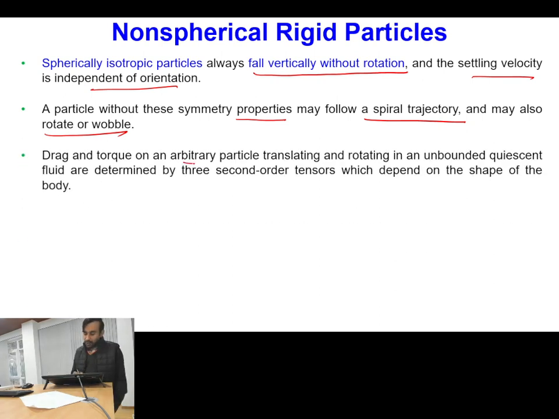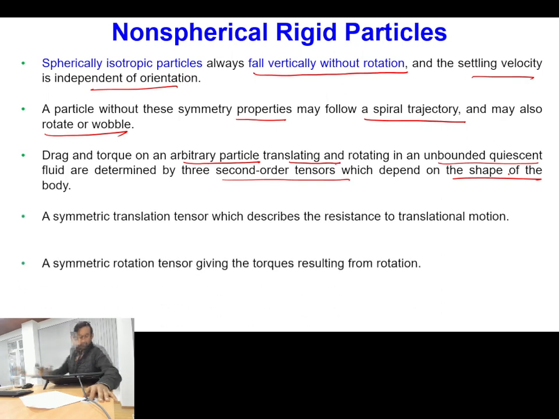Drag and torque on an arbitrary particle. If your particle is of arbitrary shape, not following all these rules of symmetry, then you cannot always ensure pure translation of the particle. Along with the translation, there can be rotation of the particle. So drag and torque on arbitrary particles which are translating and rotating in an unbounded stagnant fluid are determined by three second order tensors, and the values of these tensors depend upon the shape of the body. So what are these tensors?